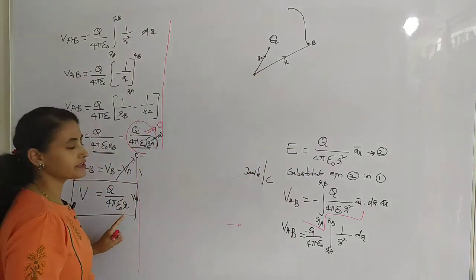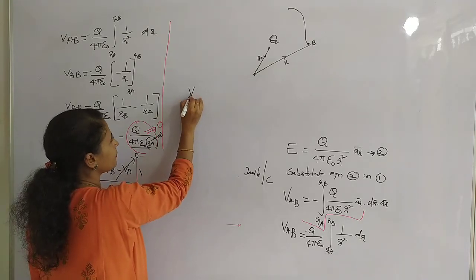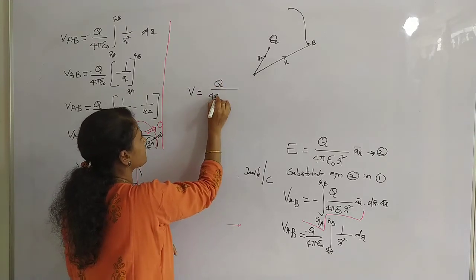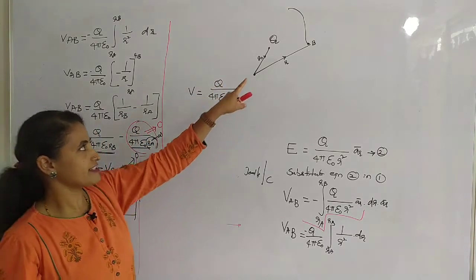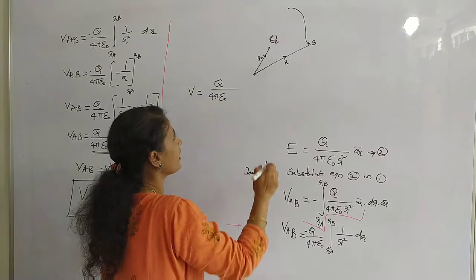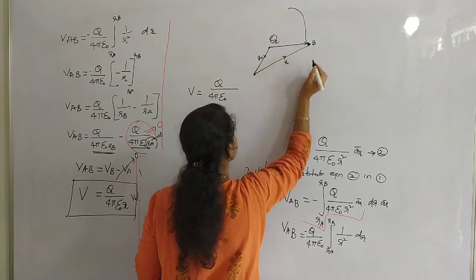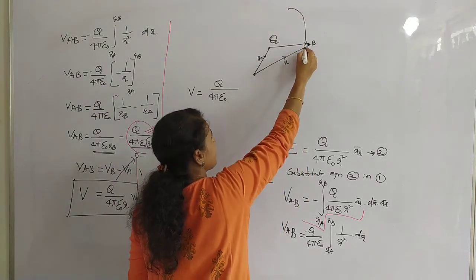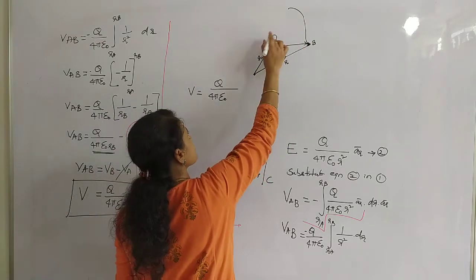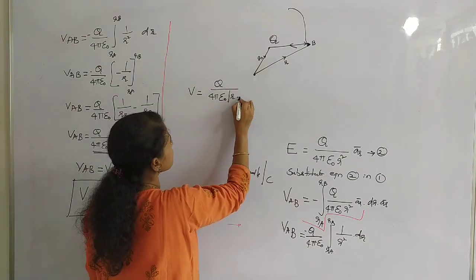Now what is the resultant electric potential? The electric potential V is given by Q by 4 pi epsilon naught. As previously, this charge is at the origin, so we consider only one R. Now there are two points here, so what is the resultant distance between these two? So this distance minus the other charge's distance, I can write as R minus R1.